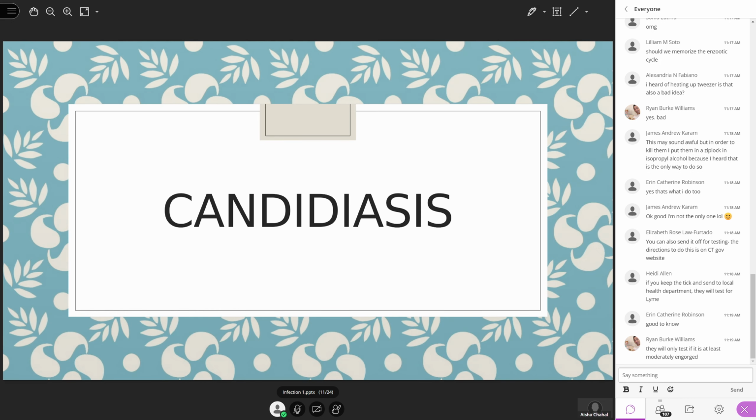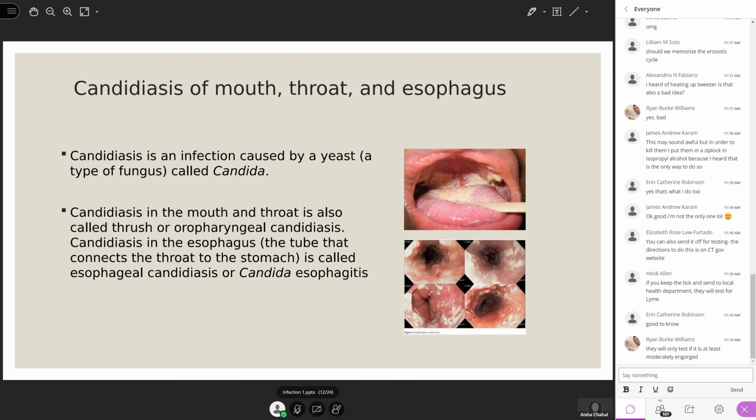Okay, and so our next and last is candidiasis. Candidiasis is a fungal infection. We did talk about it a little bit, I think, last semester. So candidiasis of mouth, throat, and esophagus. So you might have heard of the word thrush. Thrush is a candidiasis of the mouth. You can remember it that way. Thrush is a fungal infection. So is candidiasis. It is the same thing in the mouth.